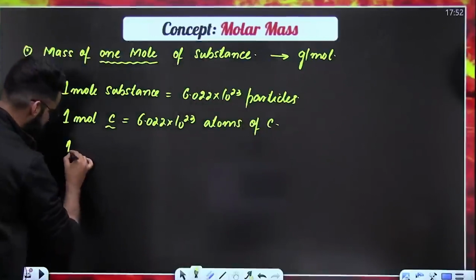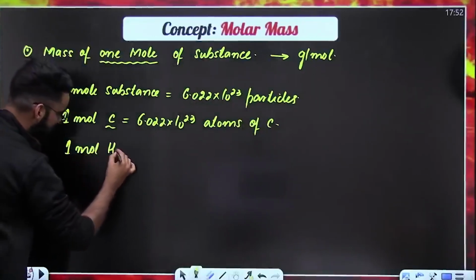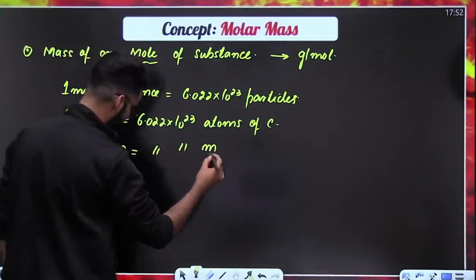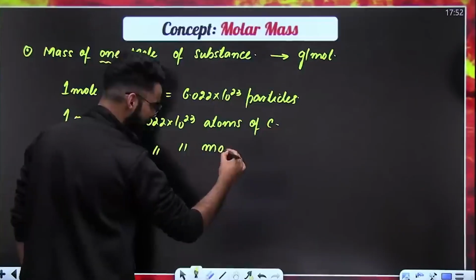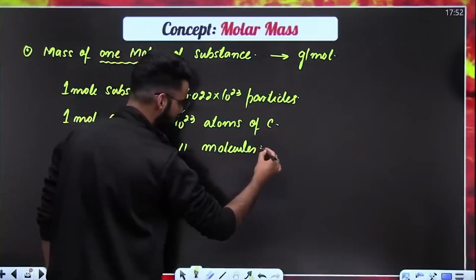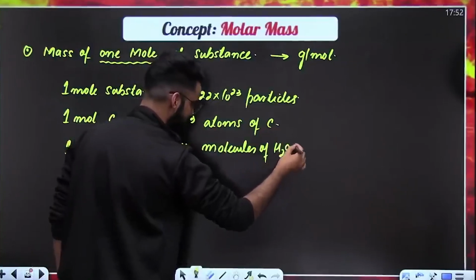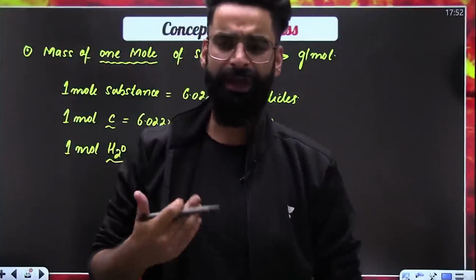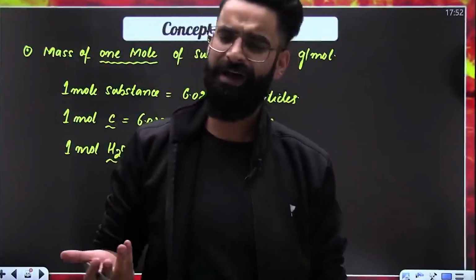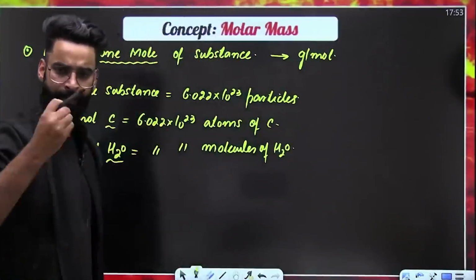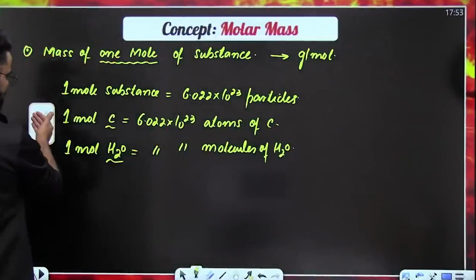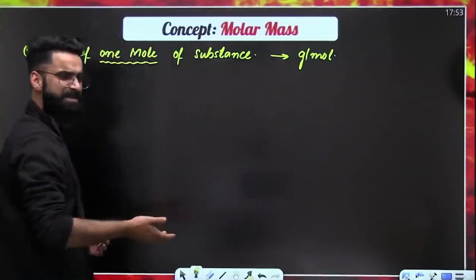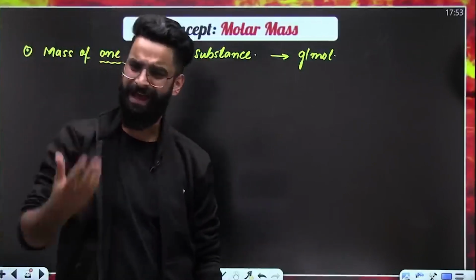If I write 1 mole of water, what does it mean? It means I have got 6.022 × 10^23. Here water is in molecular form, so I'll be writing molecules of water. If I say I have got 1 mole of marker, that means I have got 6.022 × 10^23 markers. As simple as that. Now, dear students, understand and analyze things. Particles can be atoms, molecules, ions, anything.